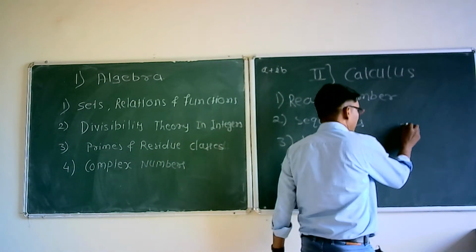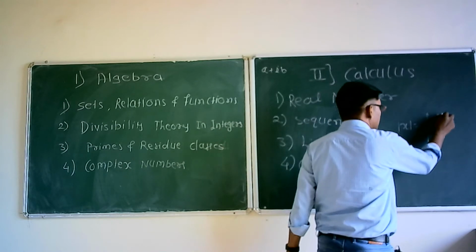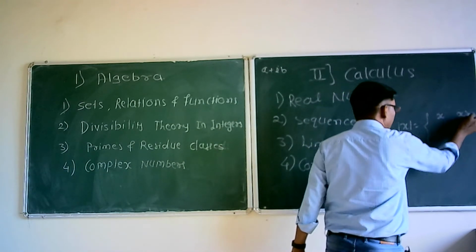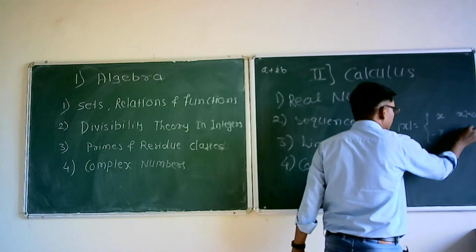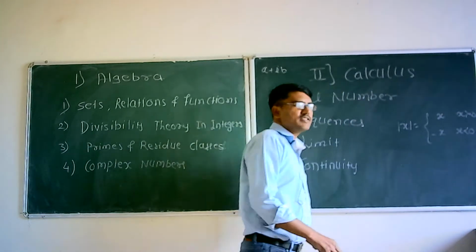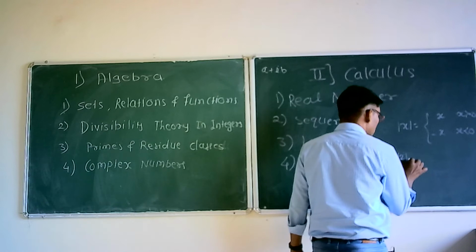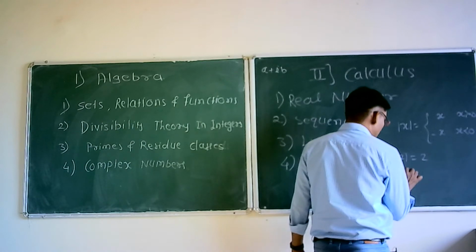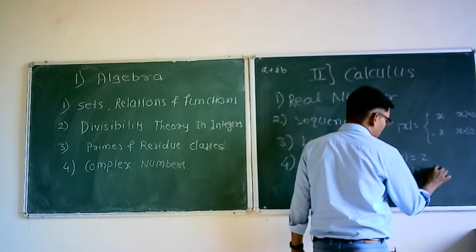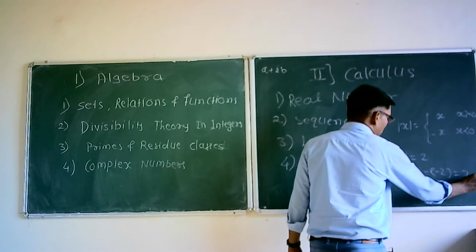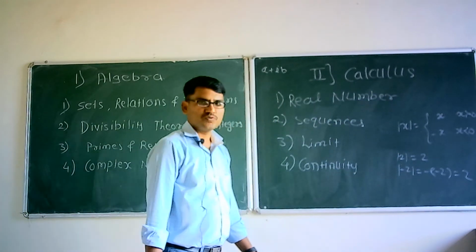What is mod of x? It is equal to x if x is positive and minus x if x is negative. So mod of x is always positive, greater than or equal to 0. Suppose you want to evaluate mod of minus 2, then it is 2. If we want minus mod of 2, we can multiply it by the minus sign, so it becomes minus 2.